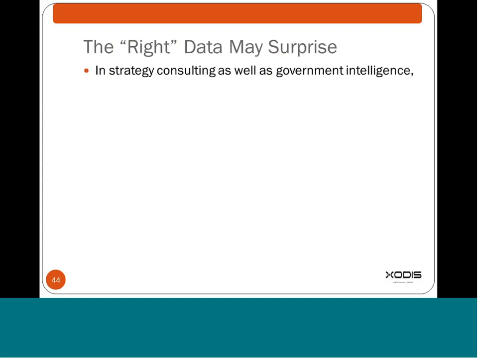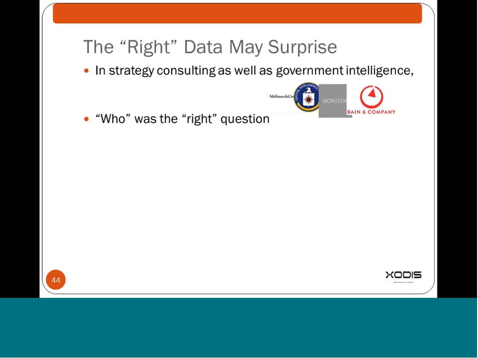Strategy consulting as well as government intelligence, two areas that I've done consulting. Some of those companies, what they were looking for was not what, they were looking for who. When they were doing searches that were related to information, so for example, taking a strategy consulting example, we have a potential client who wants us to do business process reengineering.